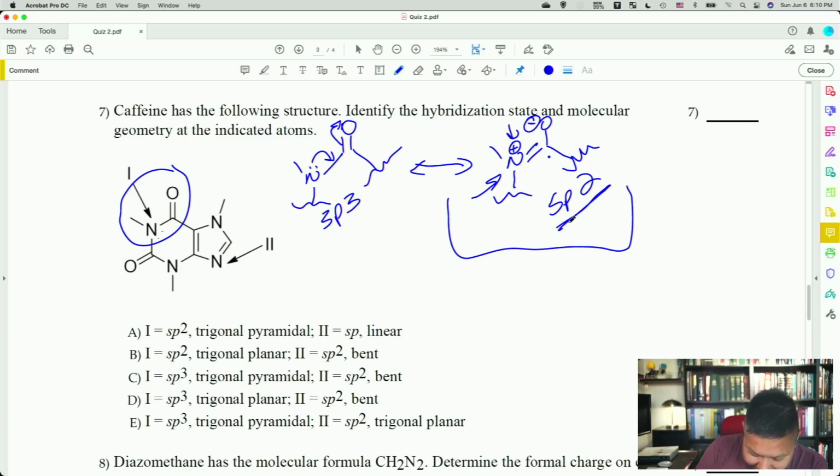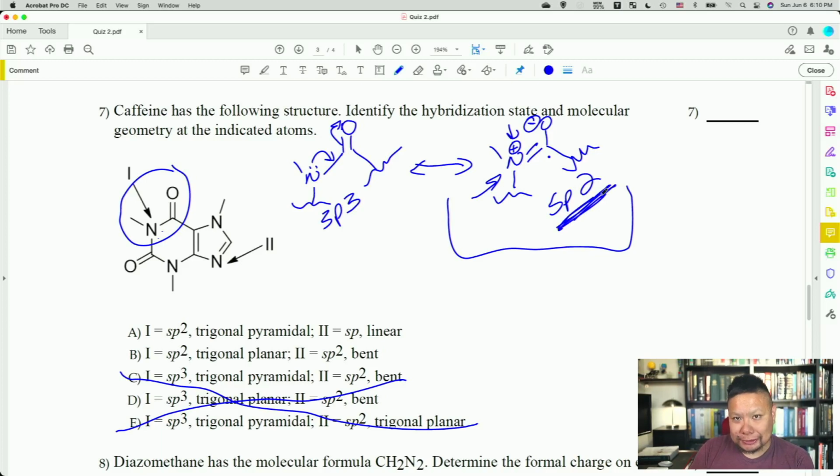So that automatically eliminates answers C through E, because all of those say that it's sp3, and that's wrong. Okay? And so now you take a look at it, it's sp2 hybridized. What is its structure then? What is its geometry? That makes it trigonal planar.